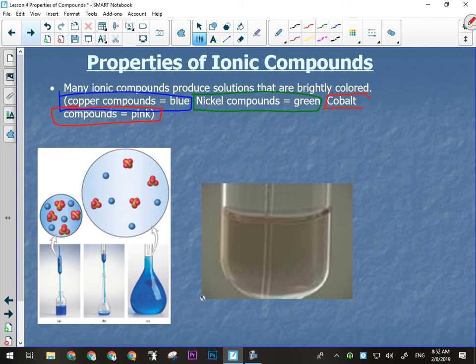There are a couple of other ionic things that can happen, and you'll probably want to write these down. Compounds containing ammonium, that's that complex ion or polyatomic ion that has the positive one charge and acts like a metal. Typically, ammonium containing compounds will get colder when they dissolve in water.